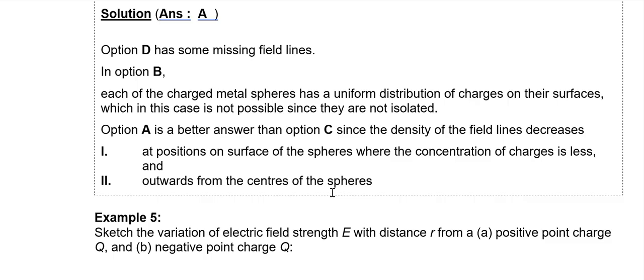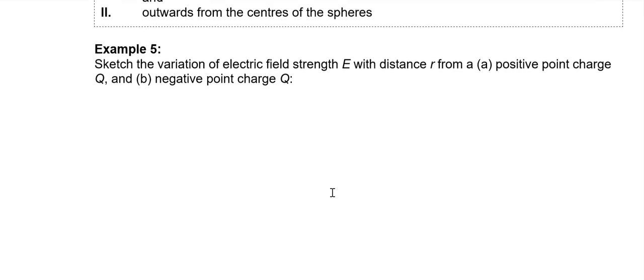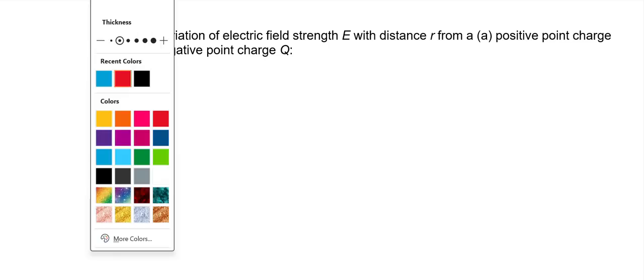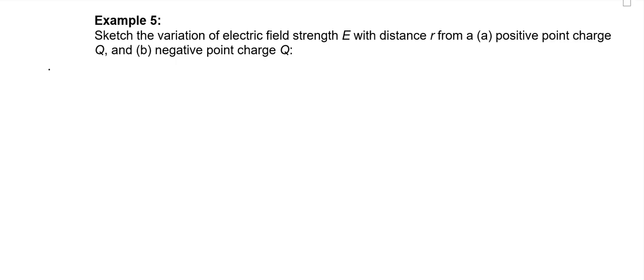Sketch the variation of electric field strength with distance r from a positive charge Q and a negative charge Q. For this one, it is similar to gravitation. So maybe I'll revise your gravitation with you. You should realize that a lot of your gravitation formulas and this one are similar. For gravitation, let's say this is the Earth. The gravitational field strength will always be towards the center of the Earth, because gravitation only has mass.